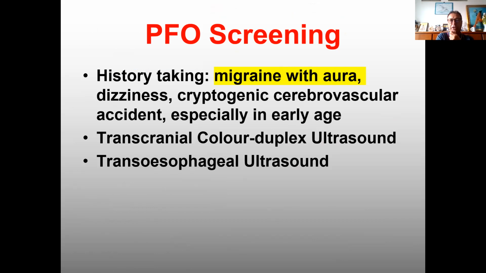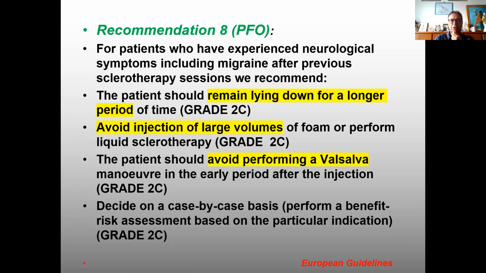First of all, history taking. Whenever we have a patient with migraine and also with aura, and even more when the patient had a cryptogenic TIA or stroke, and especially in the early age, then we should urge some more investigation about PFO. And probably the transcranial color duplex ultrasound is the most reliable, so we can investigate the middle cerebral artery to detect any possible passages from right to left heart.